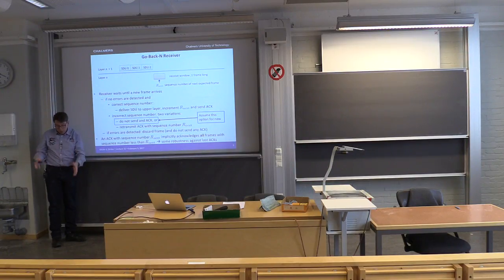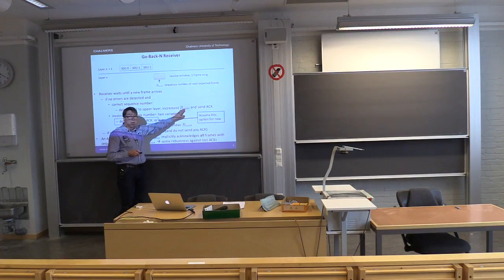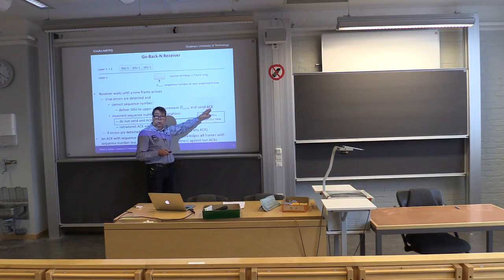So the receiver doesn't do a whole lot. It just waits until it receives a frame, and the frame comes from the layer below it. Then it inspects the frame, checks for errors. Now, suppose there are no errors detected, then we go to the next step, and that is to check the sequence number. The sequence number should be equal to R next. That's what we expect. If it's the correct sequence number, so whatever frame we get has R next as the sequence number, then everything is okay. Right? We deliver that up to the upper layer, and then increment R next, and then send an ACK.